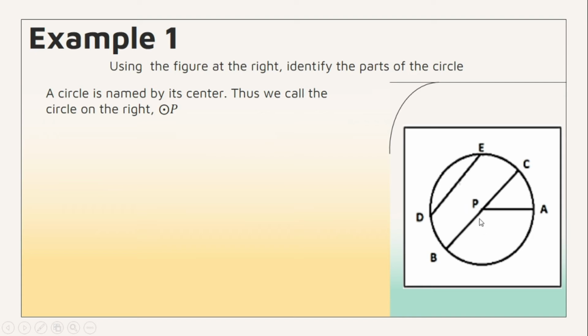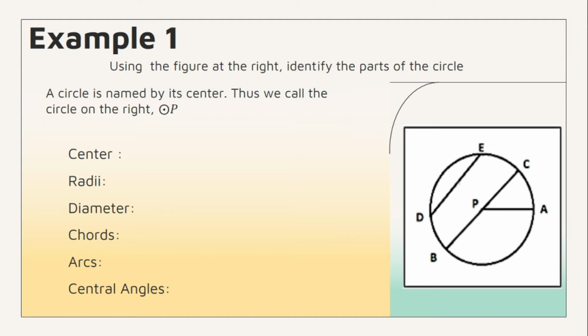Tama? And sabi ko kanina sa inyo, yung center ng ating circle, yun yung magiging pangalan ng circle natin. And we have center P, that's why this is called circle P. Now, what is the center of this circle P? Of course, we have P, point P. Okay, so that is the center.